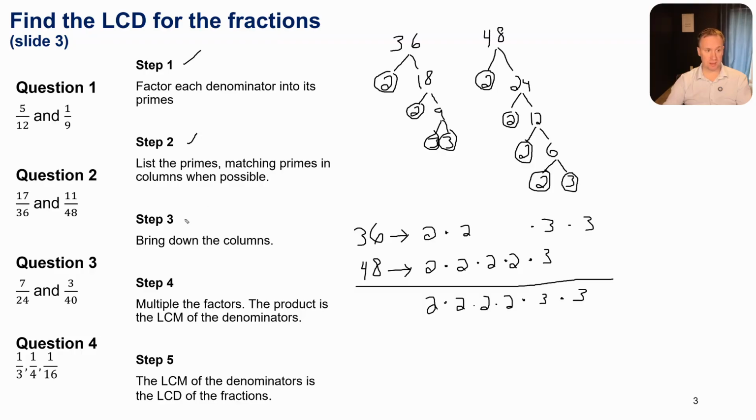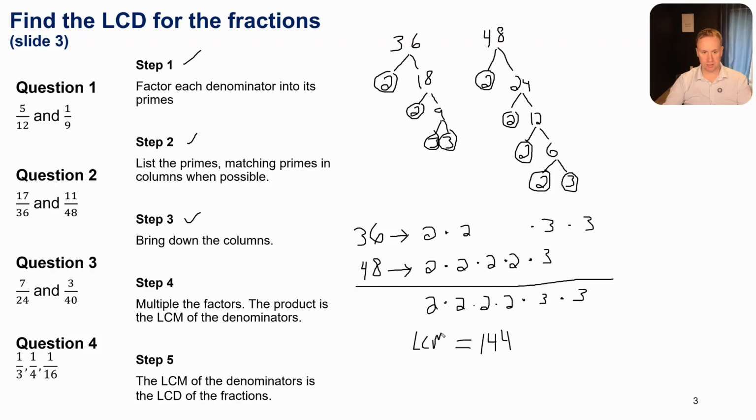Okay, so we've done step 2 and step 3. Step 4, we can multiply our factors now. So we're going to do 2 times 2, which is 4, 4 times 2, which is 8, 8 times 2, which is 16, 16 times 3, which is 48, and then 48 times 3, which is 144. Now you might have to do that out by hand a little bit more, or you can bring a calculator and use a calculator for this component. And what you end up getting is 144 as your least common multiple.